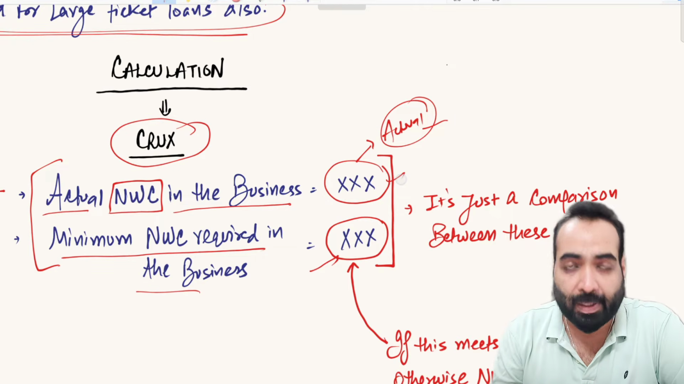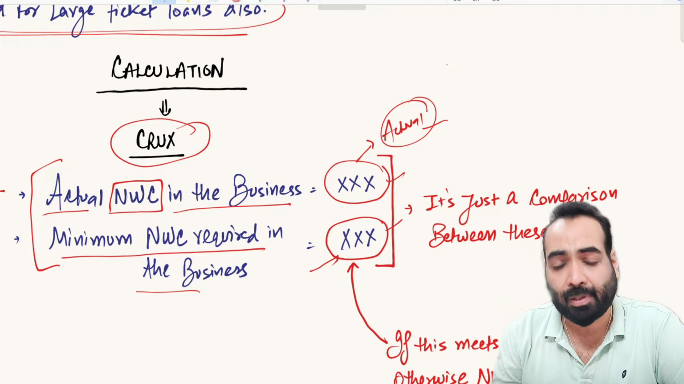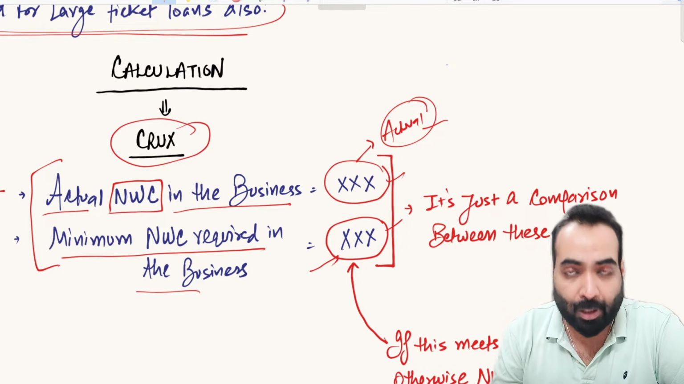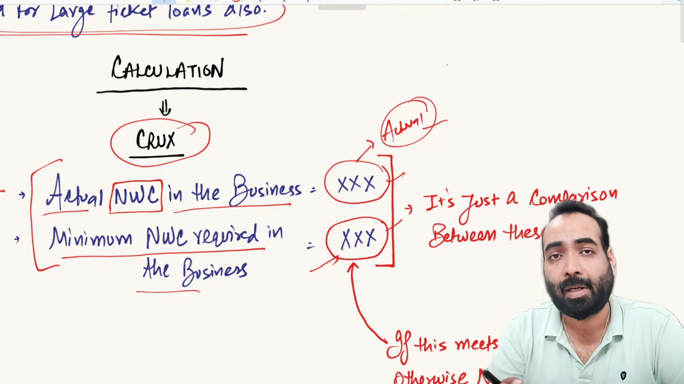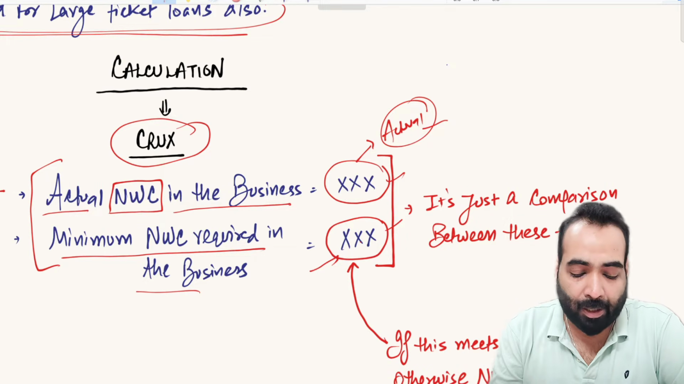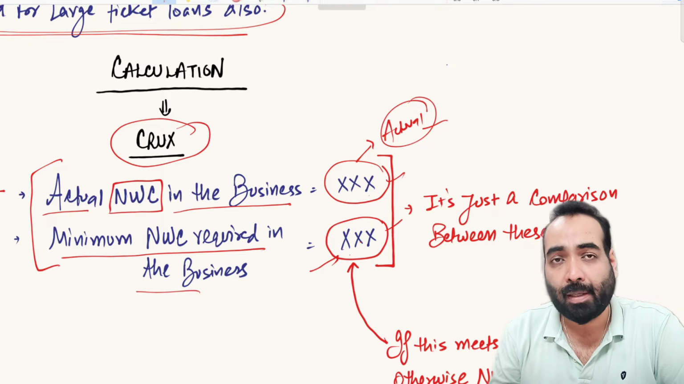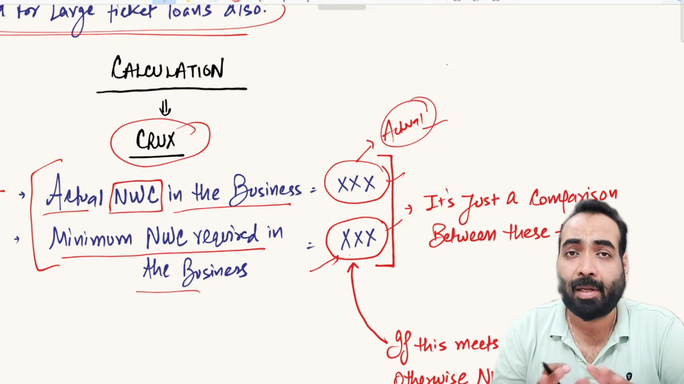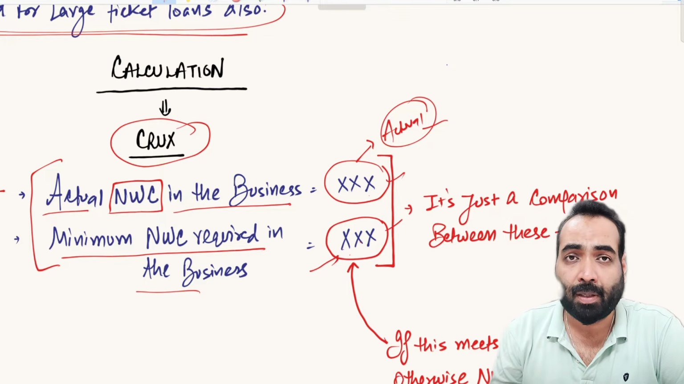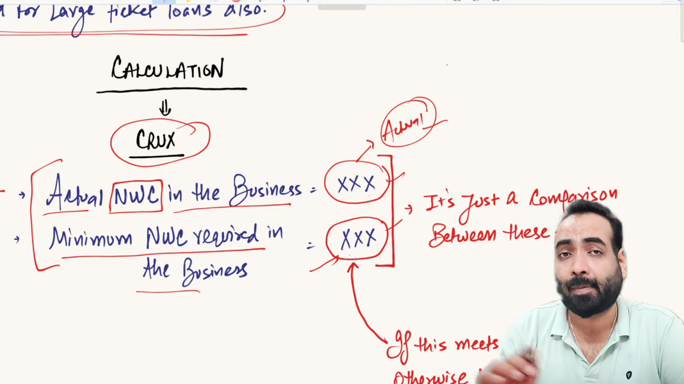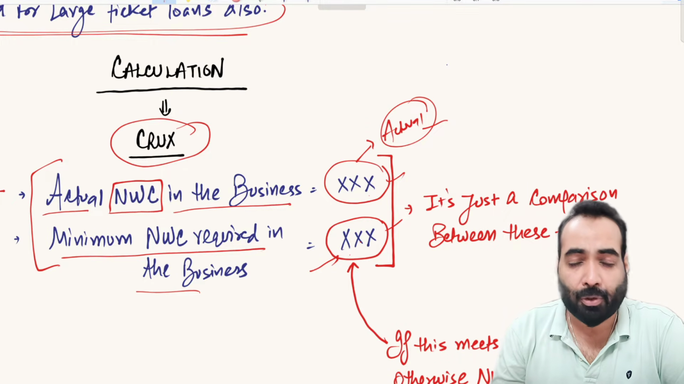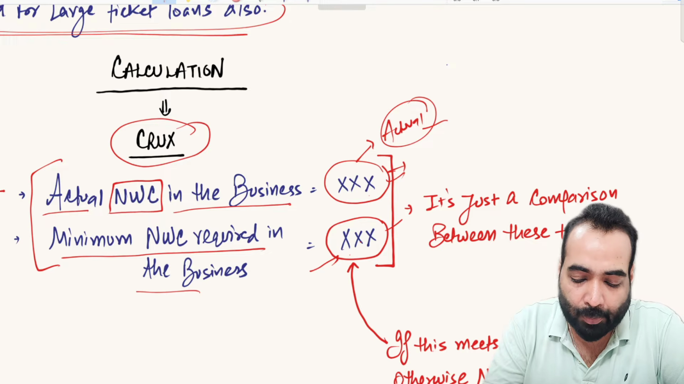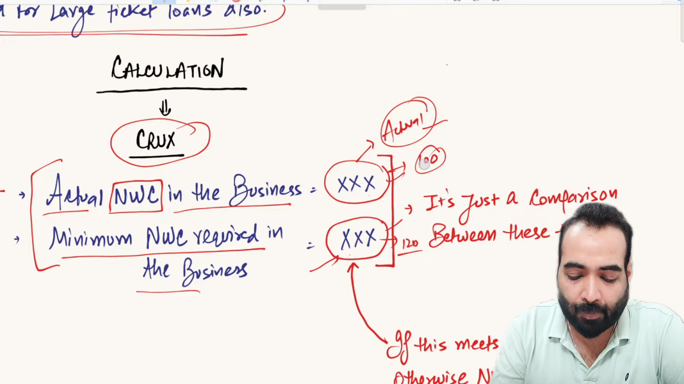So you need to compare both of them. If both of them tally with each other, that is, actual NWC is equal to or more than the minimum NWC required, that means your proposed eligibility is met. If the actual NWC is less than the minimum NWC, that means your eligibility is not met. That means there is a shortfall in your NWC. And what is NWC? It is the long-term funds investments in the short-term assets. So the question arises, if there is a shortfall in actual NWC, suppose the actual NWC is rupees 100 and the minimum required NWC is rupees 120, so there is a shortfall of rupees 20.